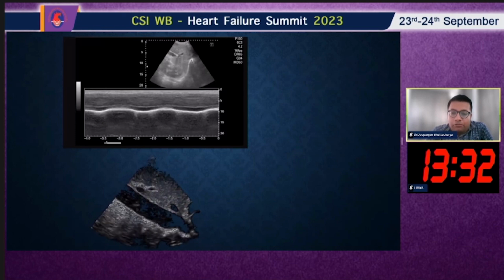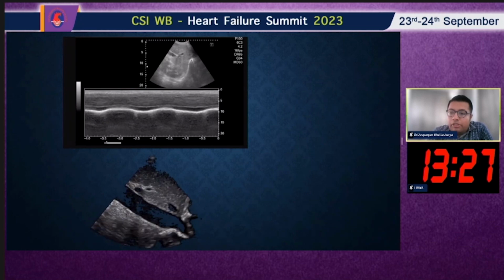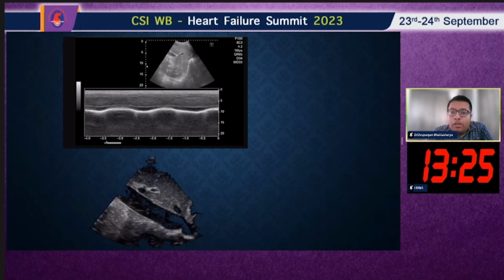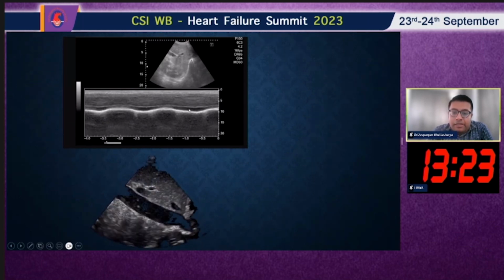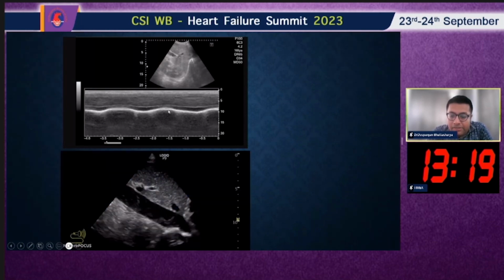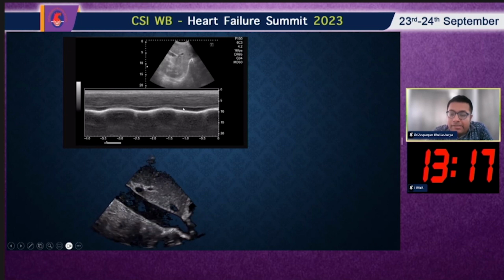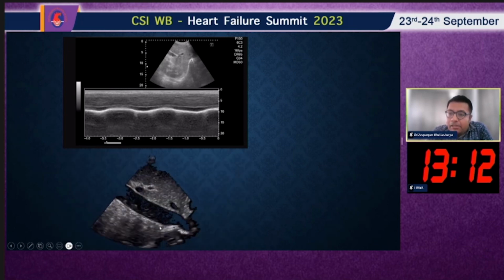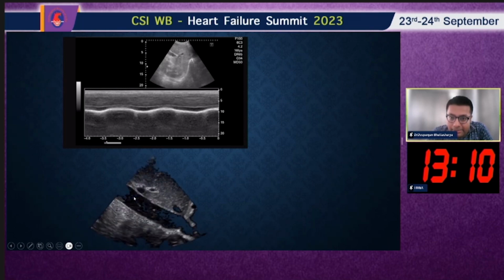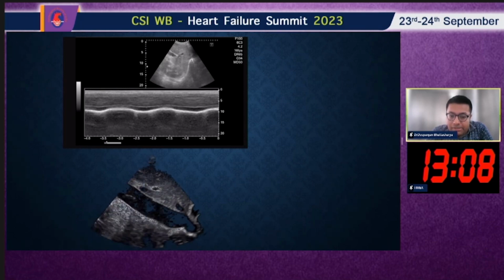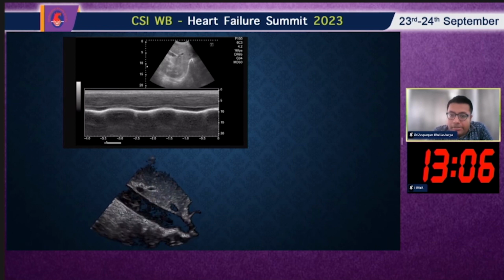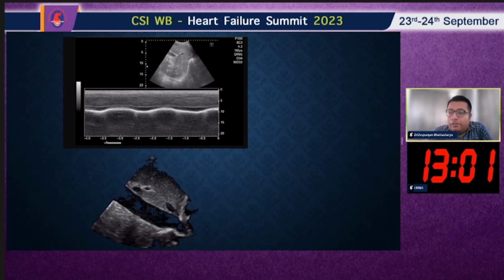So next, coming to the estimation of filling pressure. This is a very important slide. This forms the keystone for the diagnosis of heart failure. If we see the image on the upper part of the screen, we can see that the IVC is collapsing. So this indicates that the CVP is normal. And if we see an IVC as seen in the lower part of the screen, which is dilated, non-collapsing, with spontaneous echo contrast, this invariably tells that this patient is in heart failure.